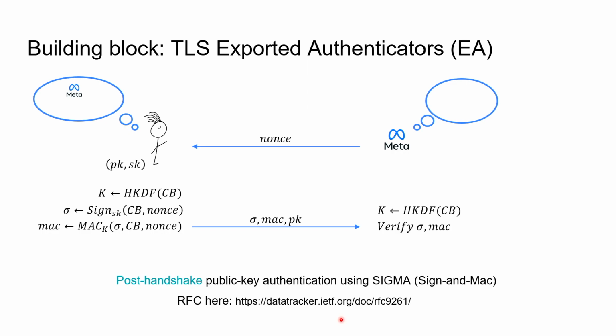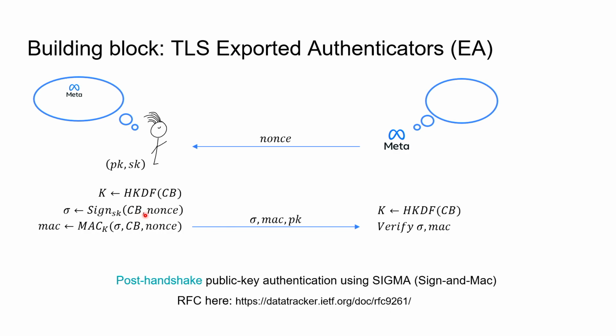It's very simple. It's essentially sign and MAC. In this case, I'm going to show you a client who wants to authenticate to a server. Okay, so the client holds a key pair. Then he derives a MAC key K from the channel binder in a deterministic way. Just, again, think about this as hashing the channel binder together with some label. Okay? And then he's going to sign the nonce and the channel binder, actually a hash.